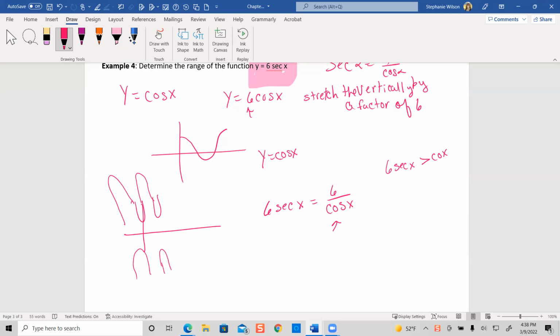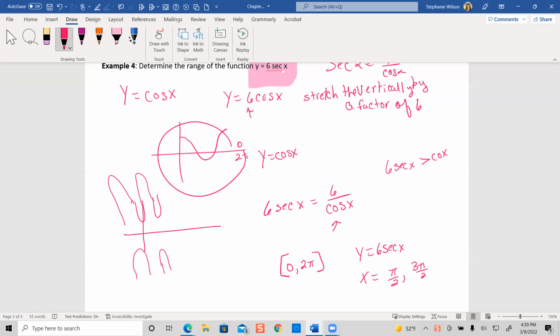There will be a vertical asymptote wherever y equals 6 cosine x is equal to 0 on the interval of 0 to 2 pi, which makes sense when we talk about the unit circle, 0 to 2 pi. All right. For y equals 6 secant x, the vertical asymptotes will be at pi over 2 and 3 pi over 2, where cosine is equal to 0. So, like I said, you can check it on your graph.